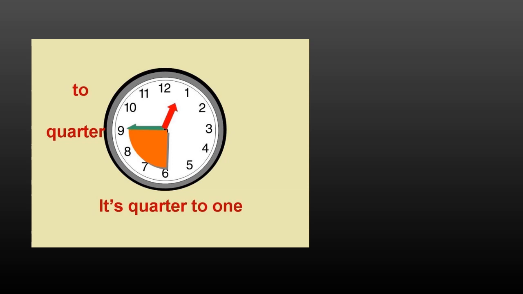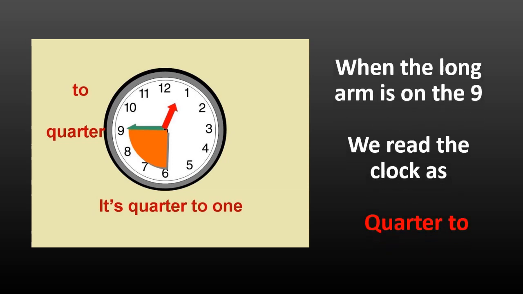Okay. Now the long arm moved a little and stops at 9. Here we have the long arm on the 9 and the short arm is between the 12 and 1, but it is nearer to the 1. This means that we still have 15 minutes to be just right 1 o'clock. So we say quarter to 1.